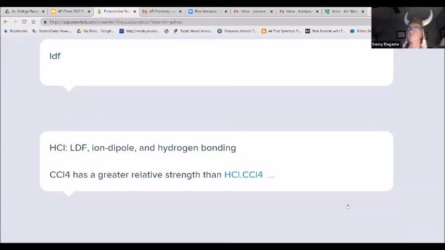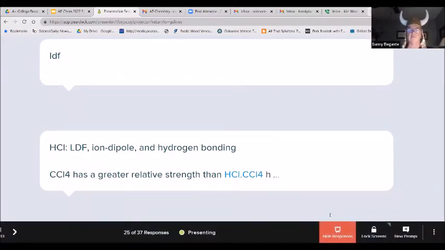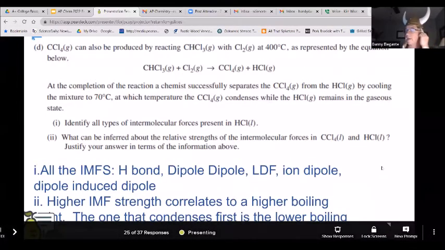All right. So several of you are saying hydrogen bonds, and there is no F or N. So you've got to remember, you have to have F or N in the molecule somewhere to have those hydrogen bonds.